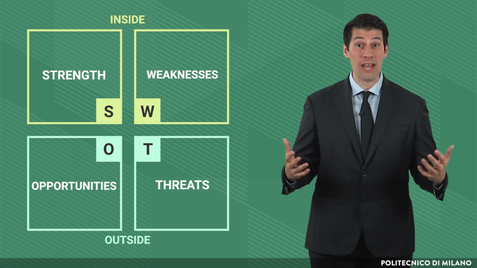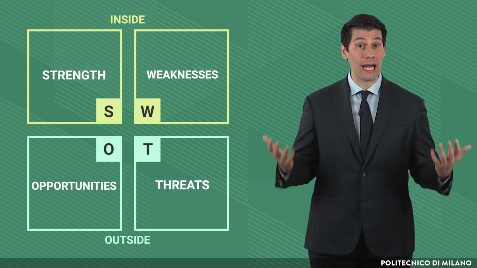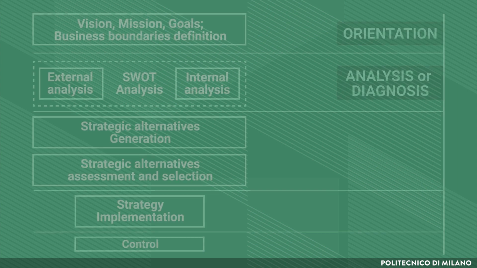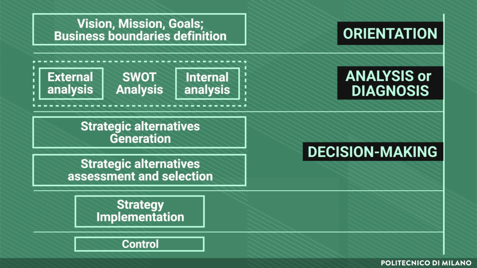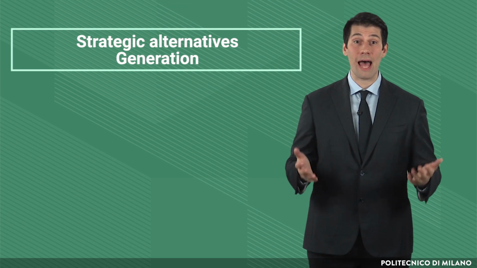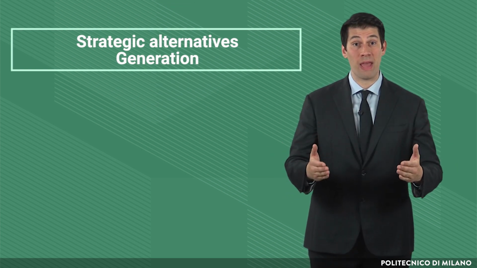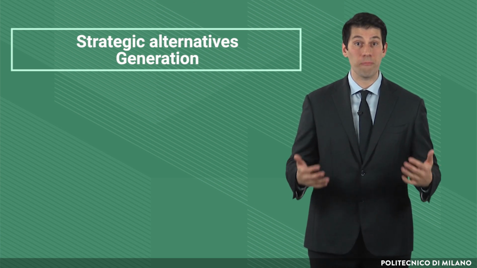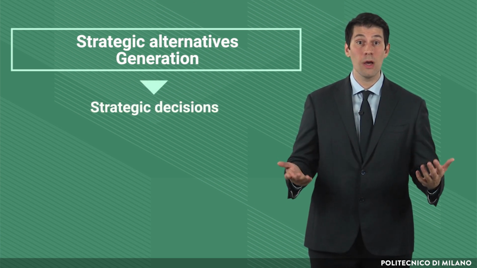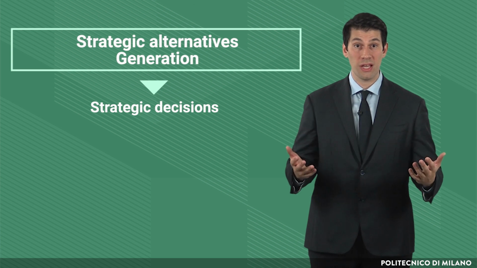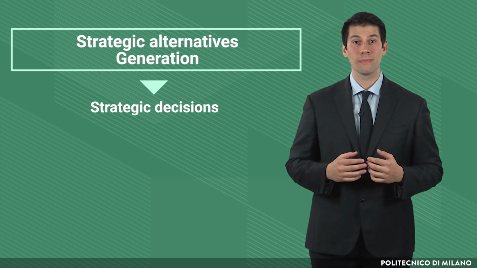Performing wise and insightful combinations of these four elements allows us to enter the decision-making phase of the process, whose first step refers to strategic alternatives generation. In this step, the SWOT analysis allows the company and the decision maker to formulate a set of possible strategic alternatives or strategic decisions at a business strategy level.